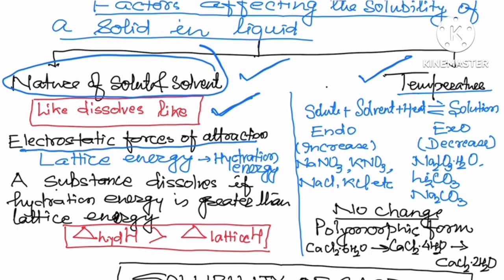But I just mentioned there is no change in some cases, that is the polymorphic form. I mentioned one example here. Here there is no effect of temperature.